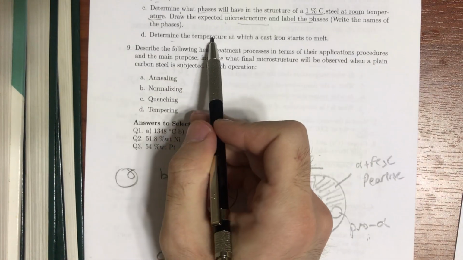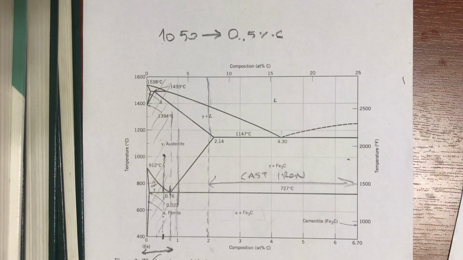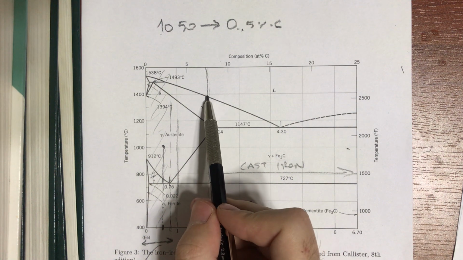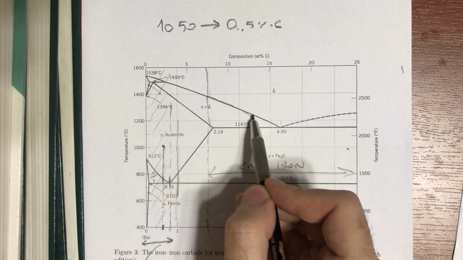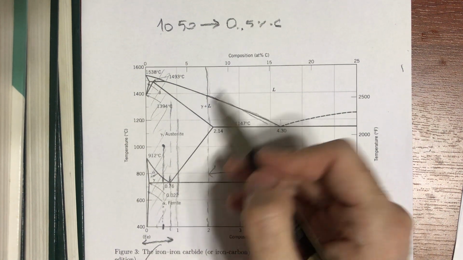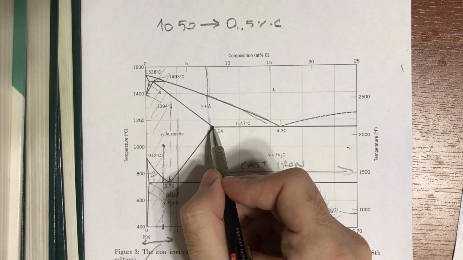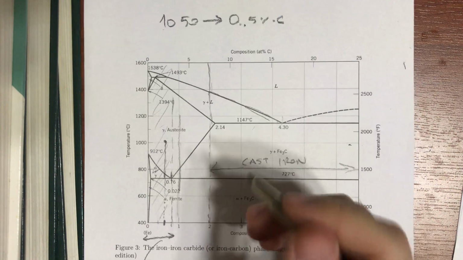Determine the temperature at which a cast iron starts to melt. So cast irons melt at a range of temperatures, as you can see, but the starting point, so complete melting occurs at a range of temperatures. So we are looking at this portion of the phase diagram now, but this starting point is the first temperature that you observe the liquid.